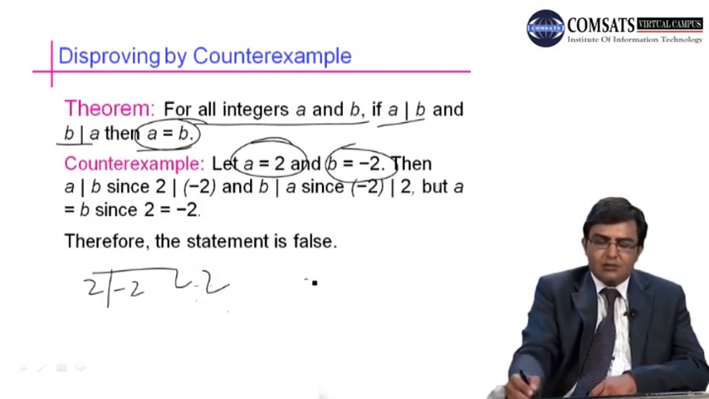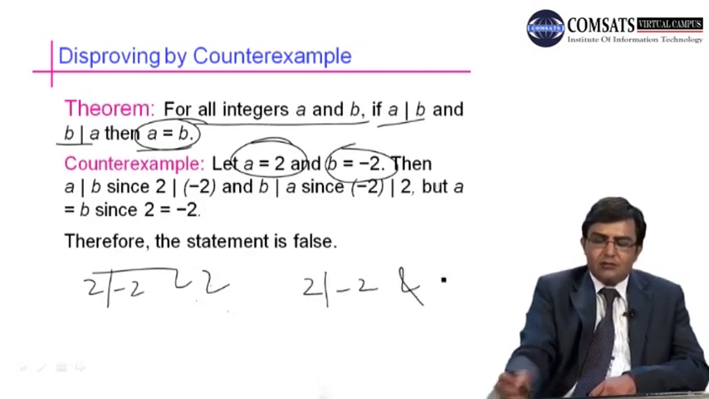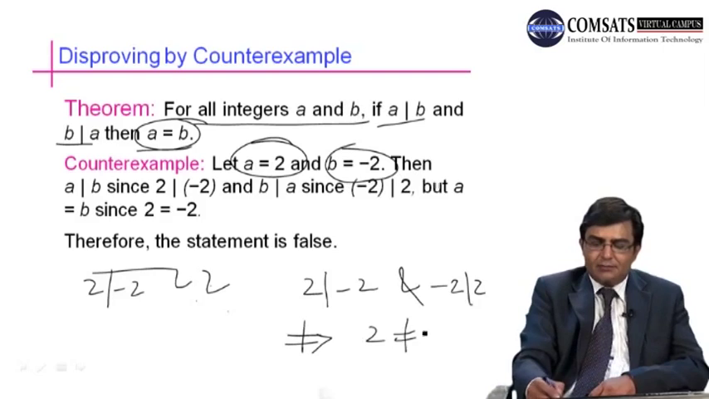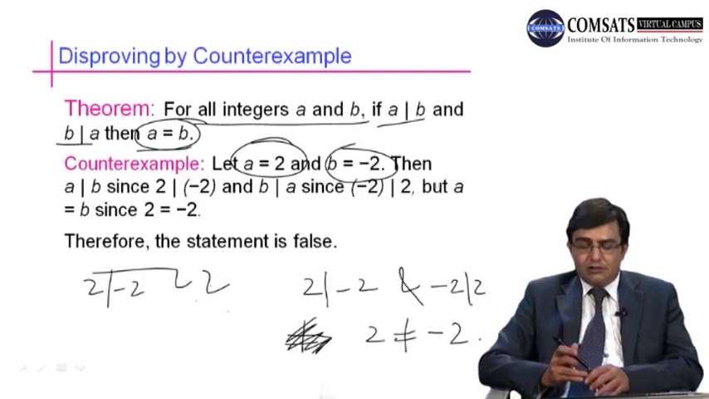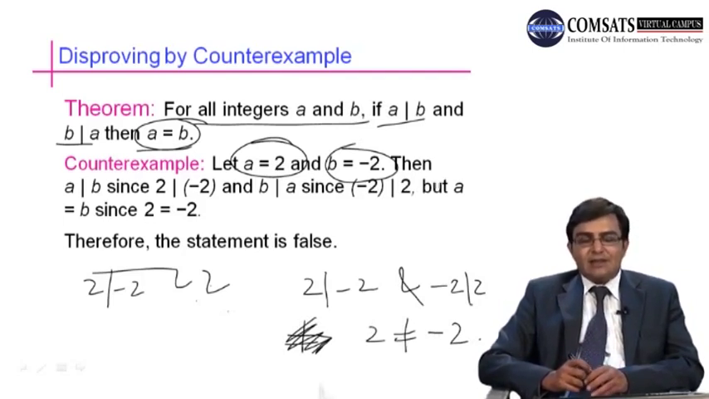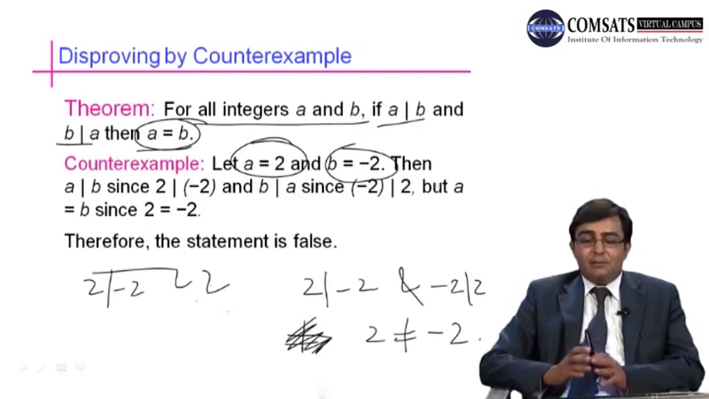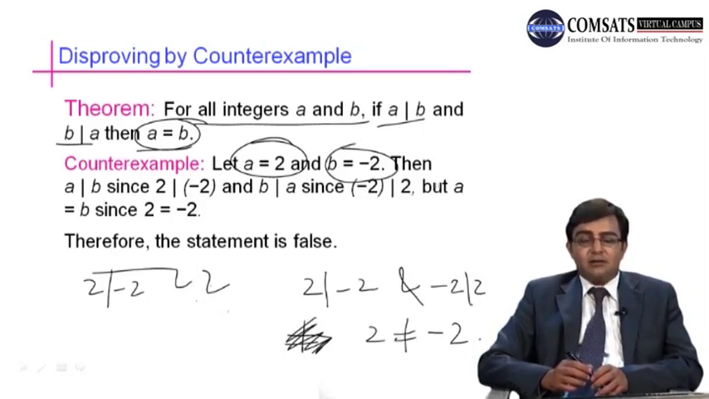2 divides minus 2 and minus 2 divides 2, but this doesn't imply 2 is equal to minus 2, that is, 2 is not equal to minus 2. So the given statement is wrong, because we have given a counterexample, a particular example which disproves the given statement. So this is how we can prove a given proposition or given statement false by giving some counterexample.